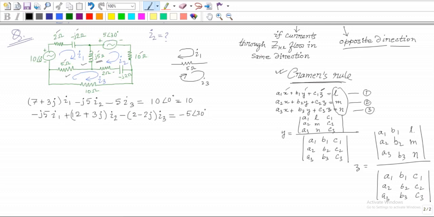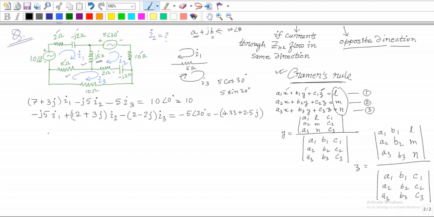So if you obtain this value, you will see this is minus 4.33 plus 2.5j. You can do this: 5 cos 30, this will be your A, and 5 sin 30, this will be your B. Remember A plus jB. If you are converting from R angle theta, then R cos theta is A, R sin theta is B. So this will be your right hand side.